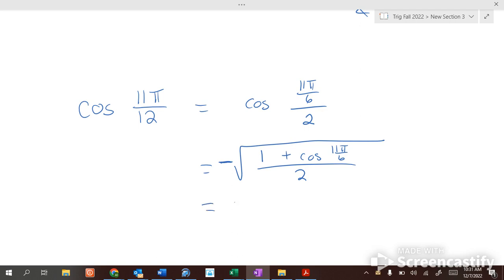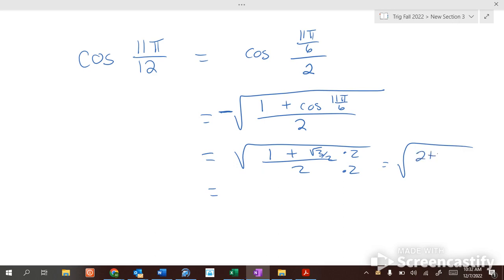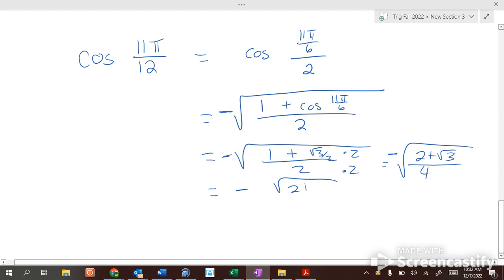All right. What's the cosine of 11 pi over 6? Square root of 3 over 2. So then, at this point, you multiply by 2 over 2, because you got a complex fraction. So you get 2 plus the square root of 3 over 4. That's negative. So then you end up with negative the square root of 2 plus the square root of 3 all over 2.